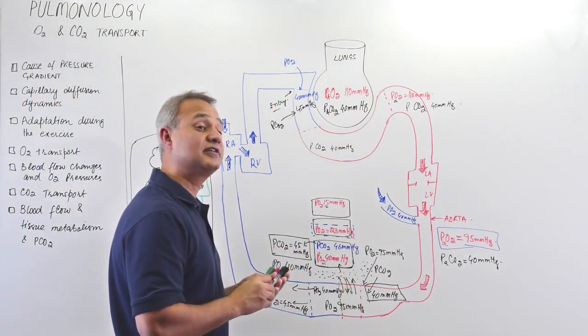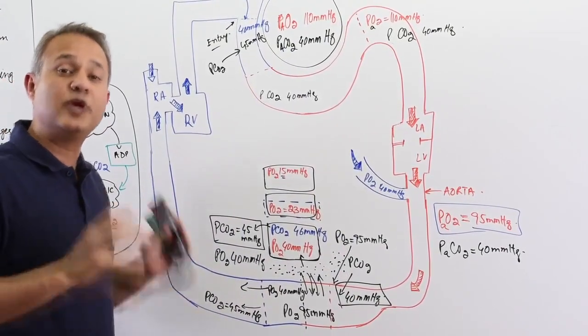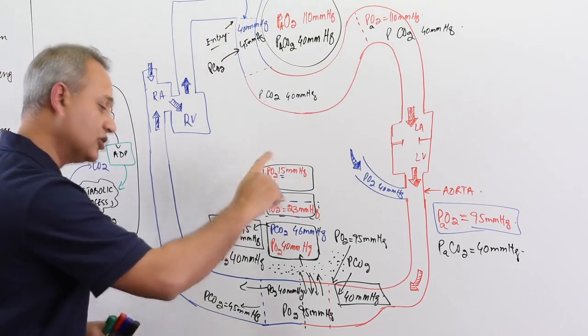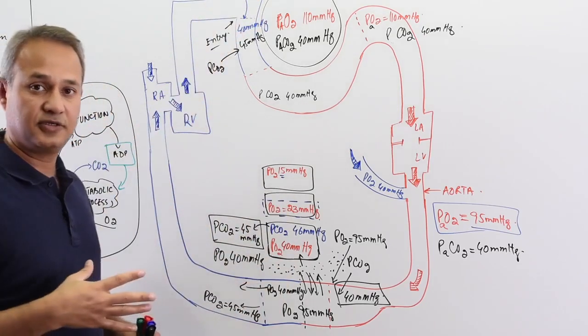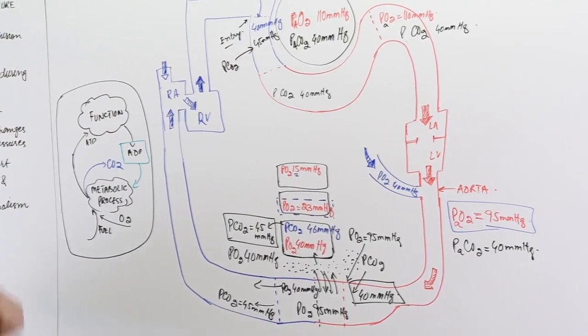So who is creating the gradient? Again, the cells are creating the gradient. Which way is the gradient? Cells have a higher pressure, lungs have a lower pressure, so it goes from the cells to the lungs. Got it? Okay. Now let's see what will happen with the blood flow.